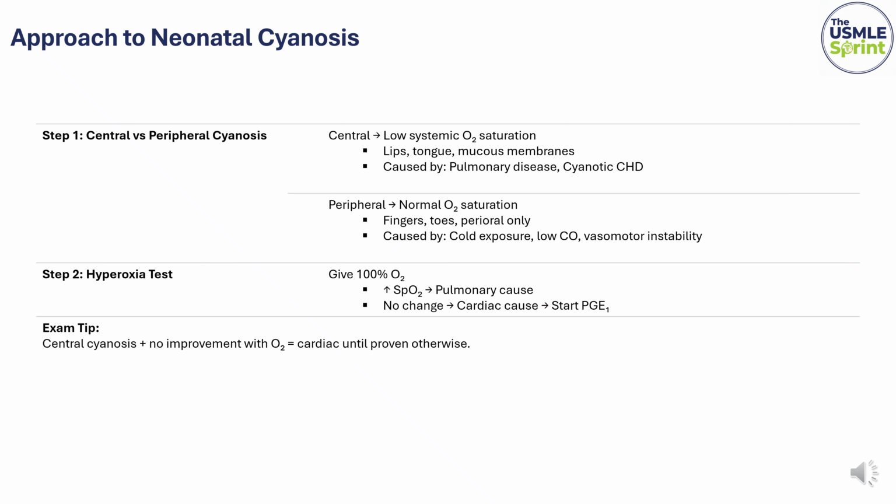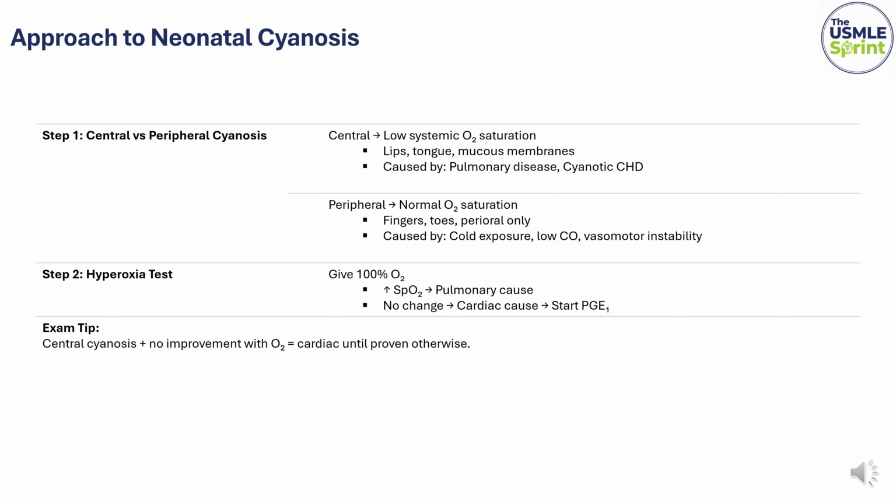Imagine this scenario. You're in the newborn nursery, and a baby looks kind of blue. What do you do first? You want to figure out if it's central or peripheral cyanosis. Central cyanosis means there's low oxygen saturation in the blood going to the whole body. You'll see it in the lips, the tongue, and the mucous membranes, not just in the hands and feet.